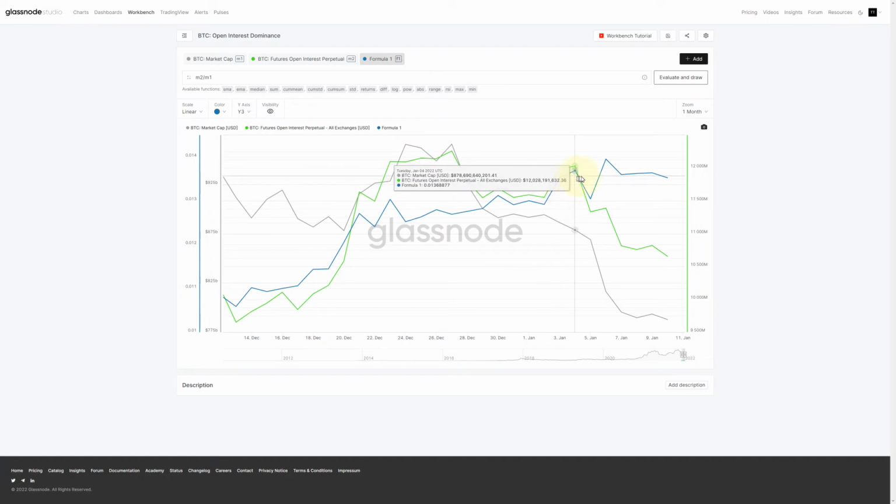So you get up to here. So on the fourth, they're both here. And so you can see that the blue line, which is the dominance line, that thing drops faster. You see that slope right there, dropping down faster than from here on the gray line, which is the market cap. It dropped, but it didn't drop as fast. You see that?